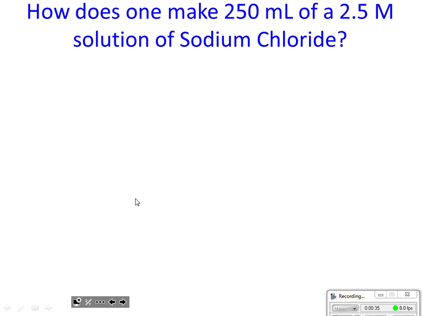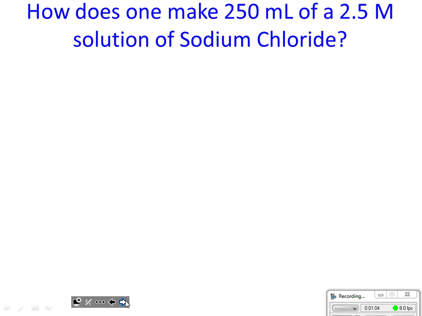So, the very first thing we're going to do is how does one make 250 milliliters of a 2.5 molar solution of sodium chloride? Well, a couple important things here. It tells us 2.5 molar, so we know what the concentration of sodium chloride is. And also the 250 milliliters, we know how much of that solution that we need.